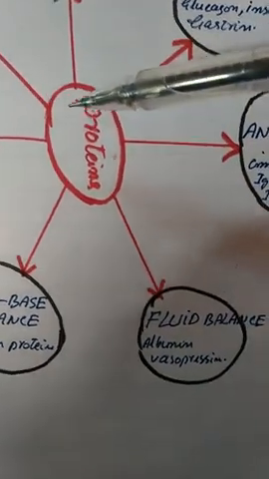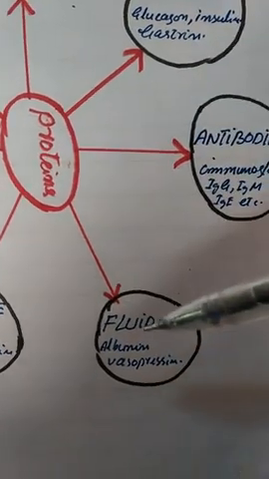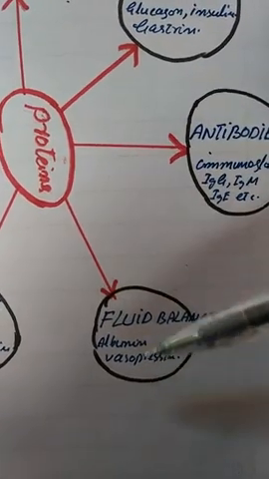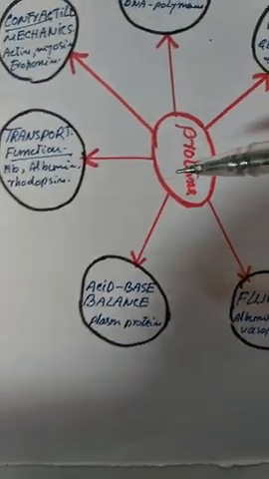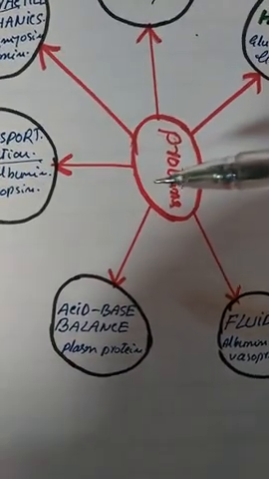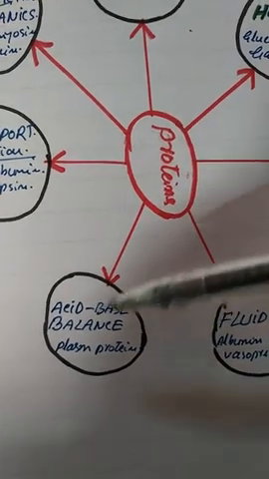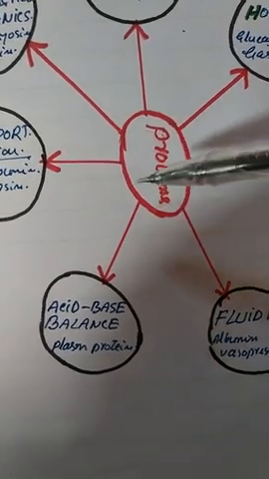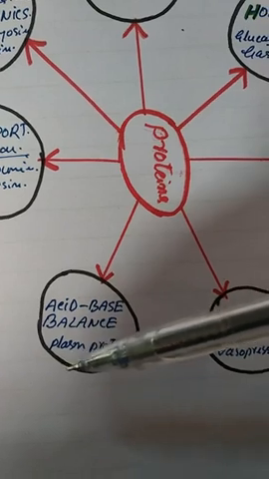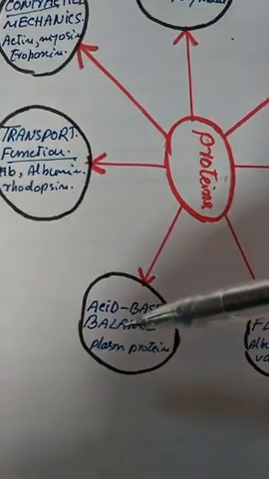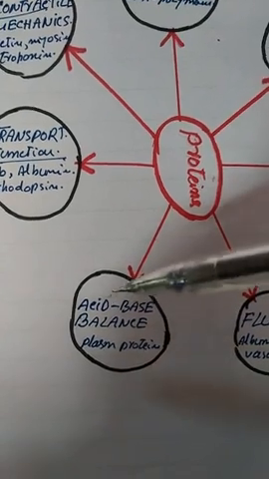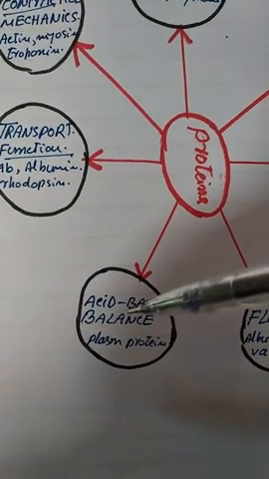Proteins also help in fluid balance of the body. Such proteins are albumin, vasopressin, etc. The proteins also maintain the acid-base balance through various plasma proteins like albumin, prothrombin, fibrinogen, globulin, etc., which are found in the plasma, also known as plasma proteins.